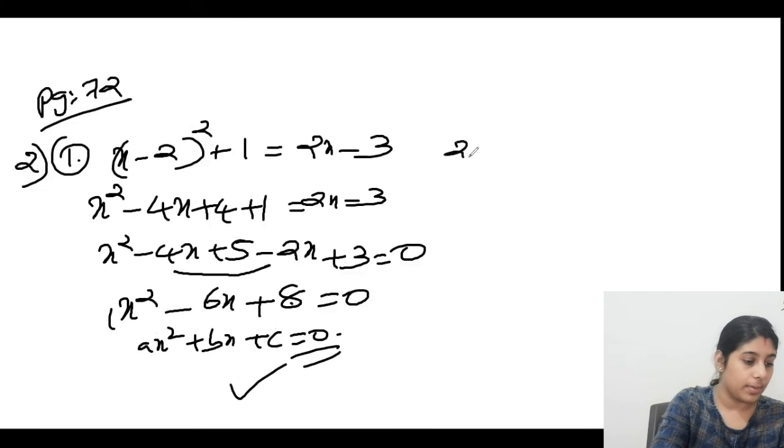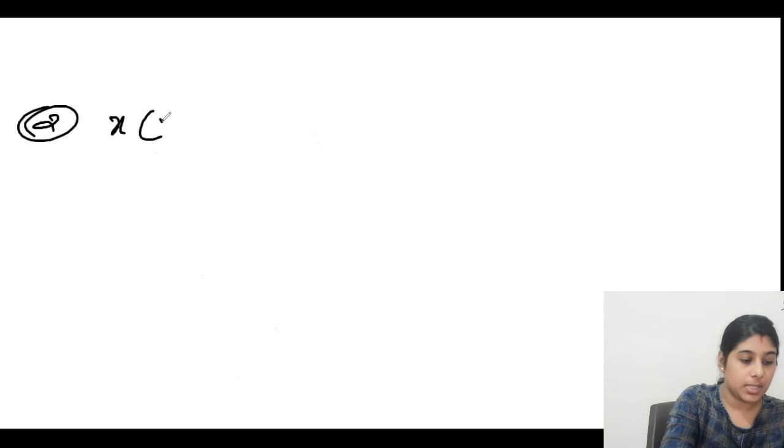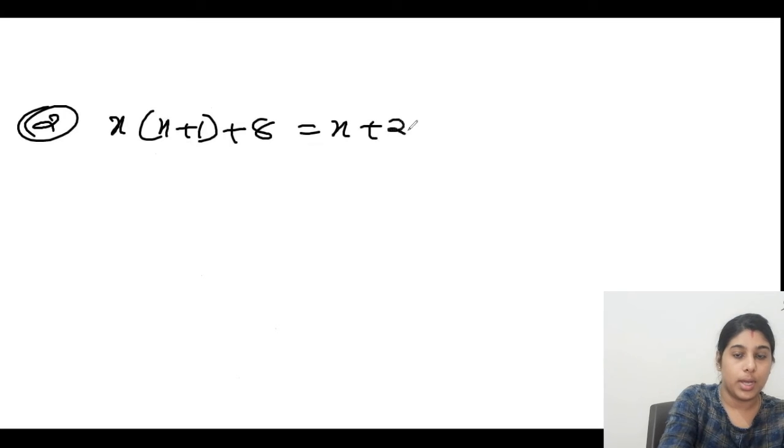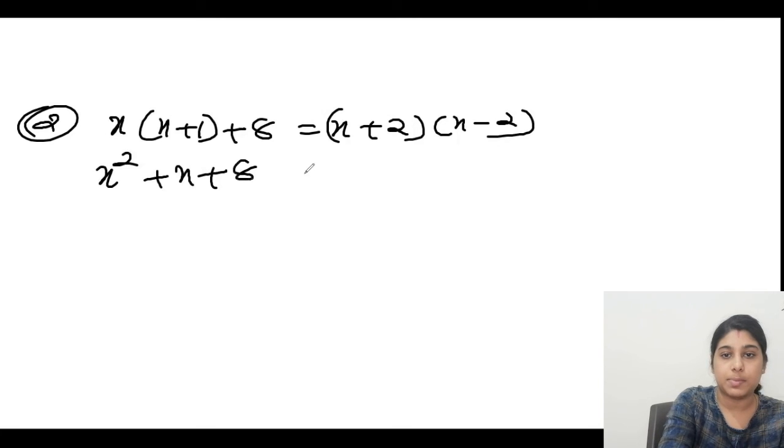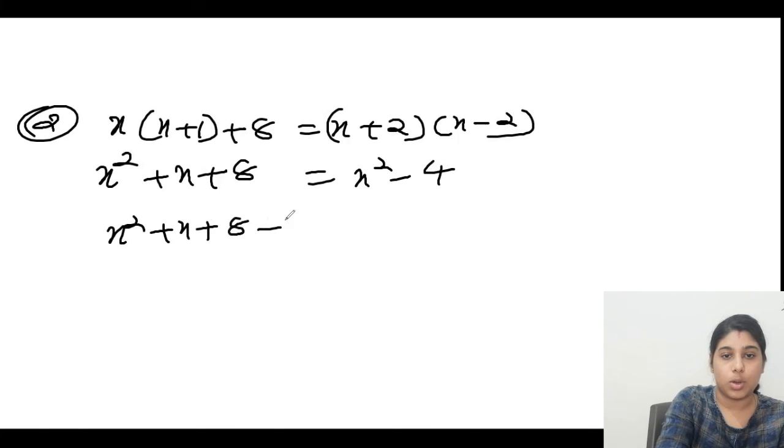What is the second question they have said? x into (x plus 1) plus 8 is equal to (x plus 2) into (x minus 2). We can multiply inward: x square plus x plus 8 is equal to, this is (a plus b) into (a minus b), that is a square minus b square. We can take it from the right hand side to the left, that is minus x square plus 4 is equal to 0. This minus x square and plus x square cancel, so this will become x plus 12 is equal to 0.